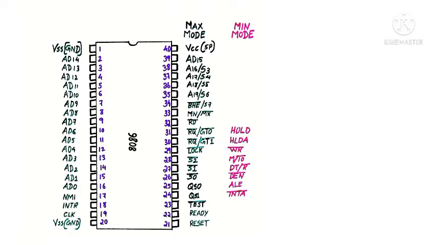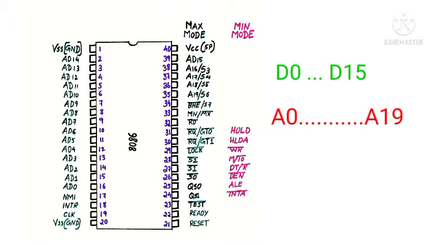Next is the address and data bus. As we already know, our 8086 has a 16-bit data bus. That means its data can be represented using 16 bits from D0 to D15. And also it has a 20-bit address bus. That means its address can be represented using 20 bits, that is from A0 to A19.